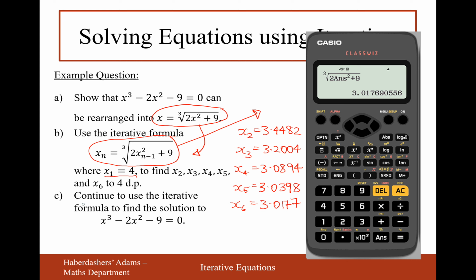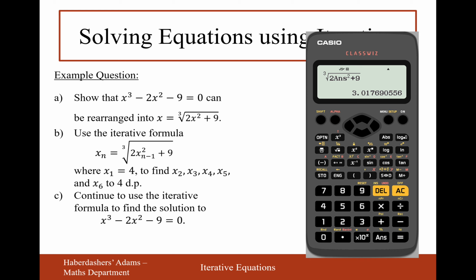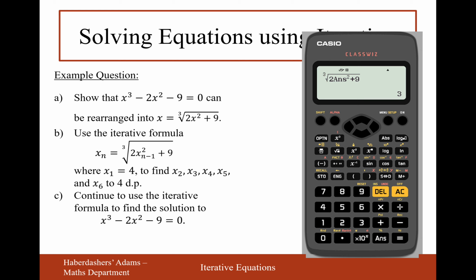Now moving on to part C, continue to use the iterative formula to find the solution to this equation here. There might be more than one solution, but we'll find a solution at least. Now just continue hitting the equals button on your calculator. Just absolutely bash it, until it stops changing the number on your calculator at all. So if you just carry on pressing the equals button, it actually ends up at the really friendly answer of the number 3. And that's just a coincidence that it's ended up as a nice number. Usually it ends up as some really complicated decimal answer. Just a coincidence here. It's ended up as a really nice friendly 3.